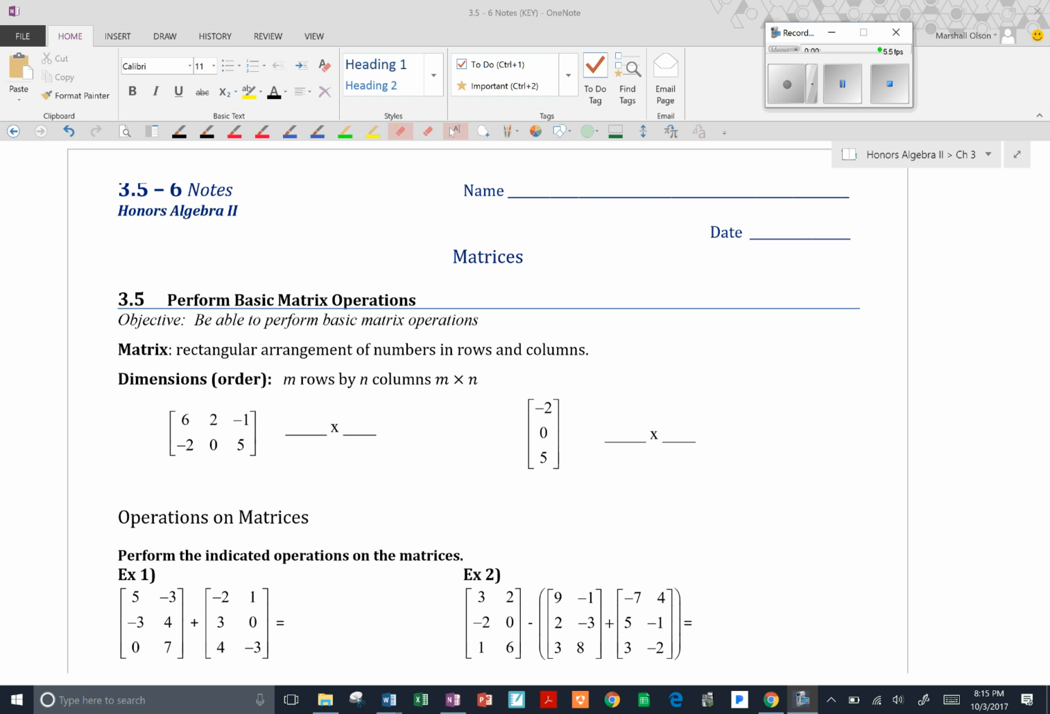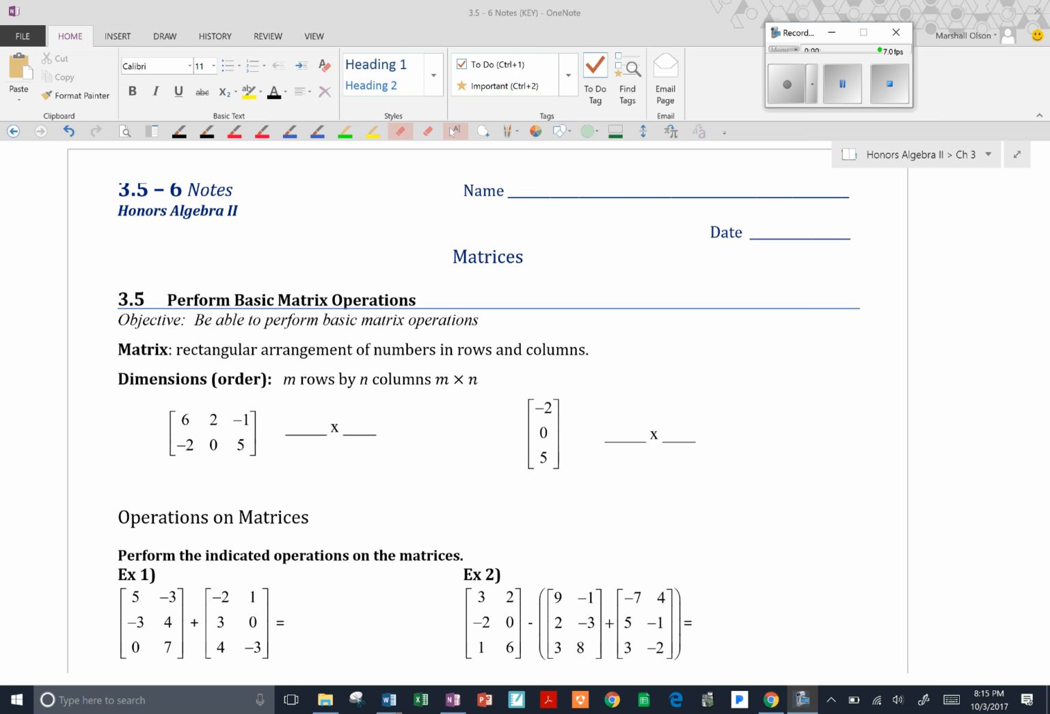All right, we're going to be going over some basic matrix operations today, including addition, subtraction, and some multiplication as well. Basically, matrices are a way to organize values by using rows and columns.